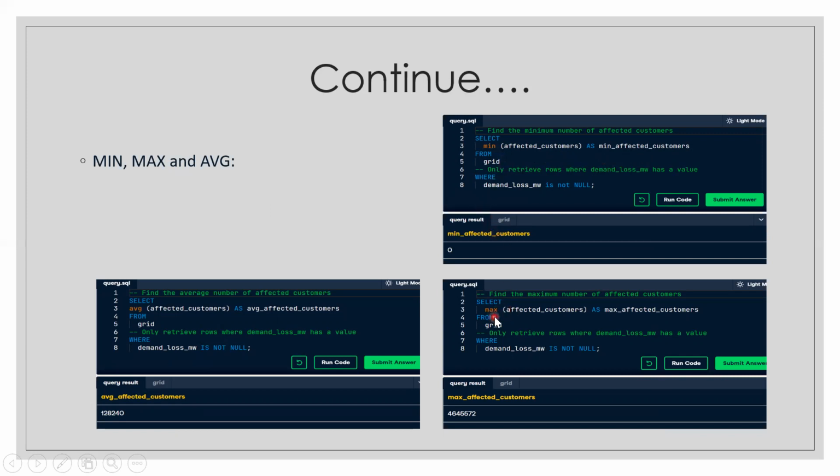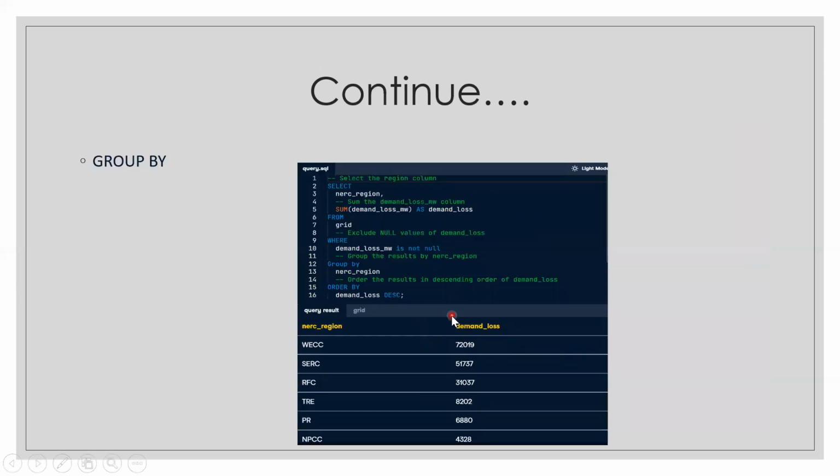Similarly, we can calculate the maximum value and average value for a particular column and for the whole table as well. Group by. By using the group by clause, we can split the data up into groups according to the data in the chosen column. So in this query, which is the grid table, we will group the data according to the NURC region as shown in the query result.